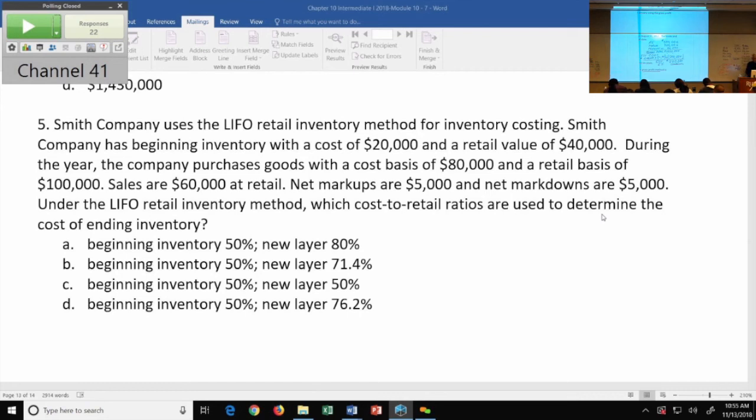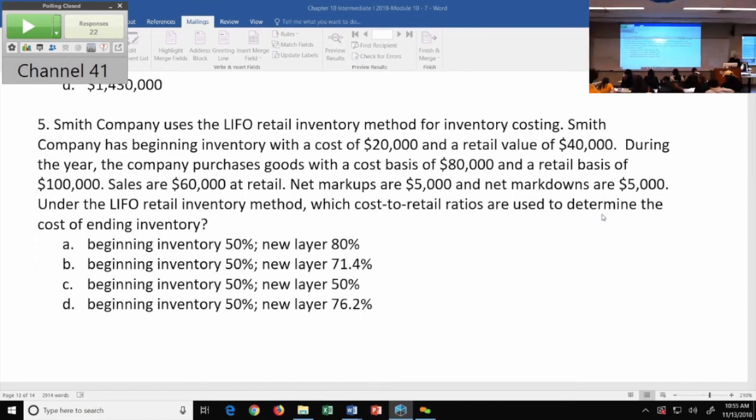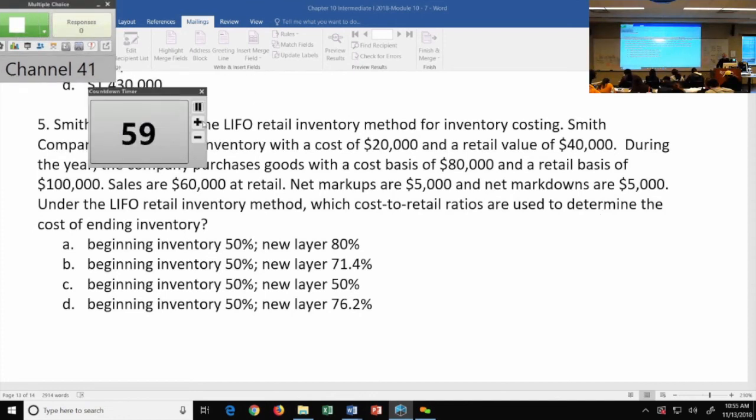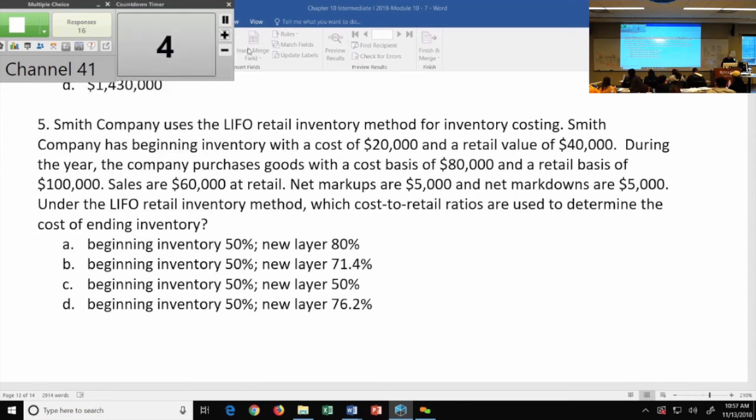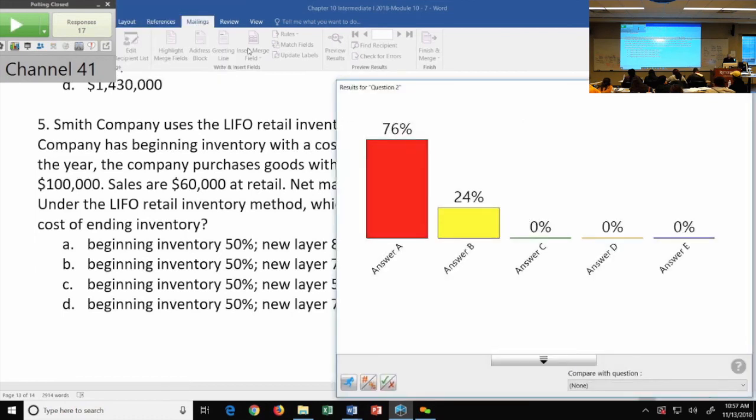Number 5. Want to know what is the correct combination of ratios to use in the LIFO retail method. So this one is just a matter of ratio calculation. So we can do this in 2 minutes. All right, so yeah, so A would be correct. So let's just see why.